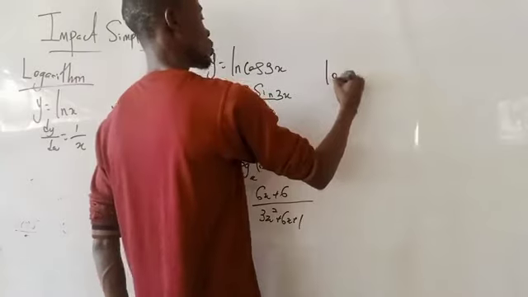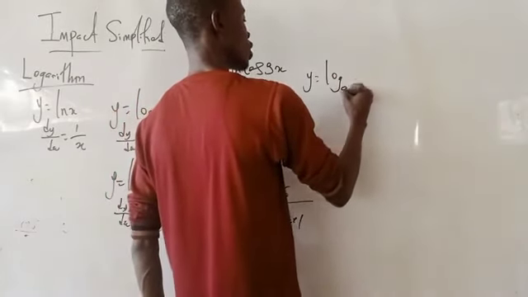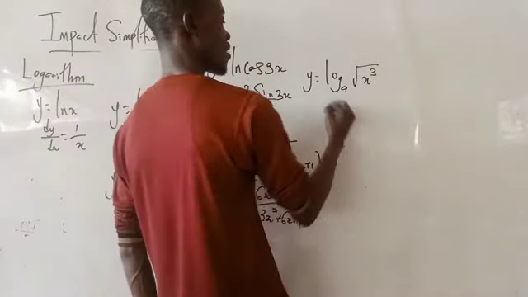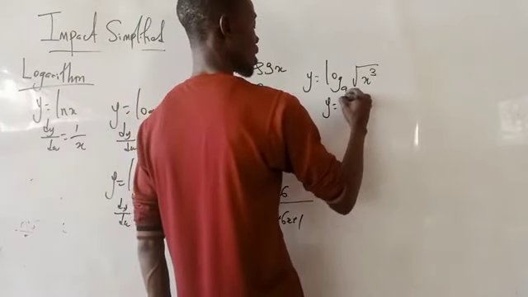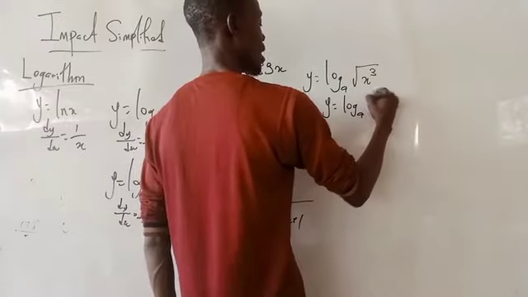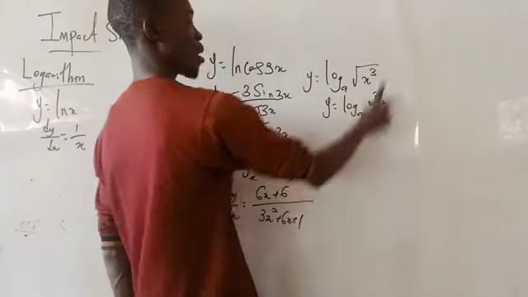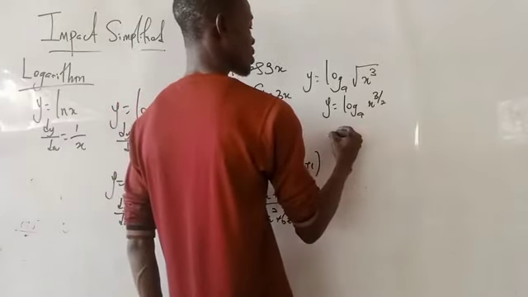And let's look at this. We have it as y equals log a, the square root of x cubed. So if we are having this, what do we have? y is equal to, it must have a perfect power. And making it to have the perfect power is the power of 3 over 2.